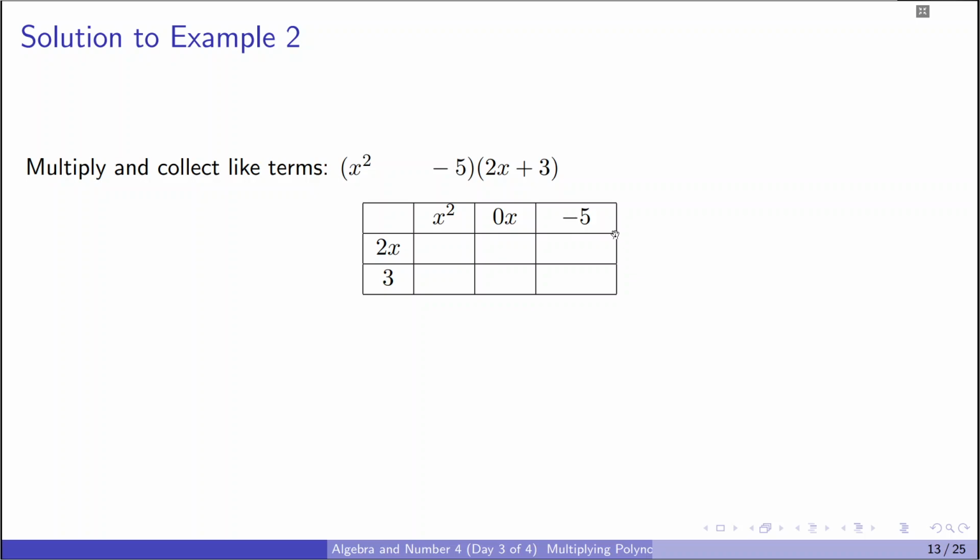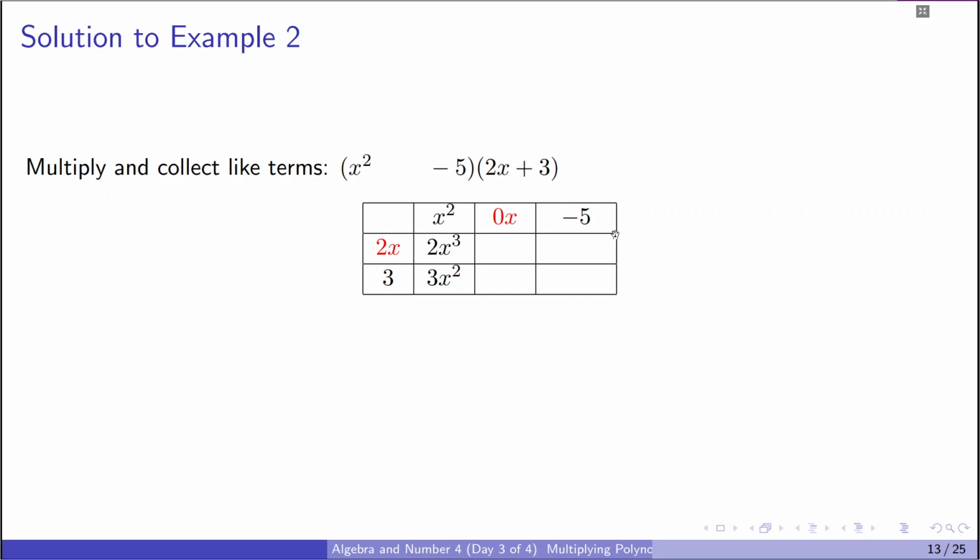Now, obviously, with a 0x there, everything in that middle column is going to be 0. That placeholder is there so we can still collect like terms along the diagonal. x squared times 2x is 2x cubed. x squared times 3 is 3x squared.